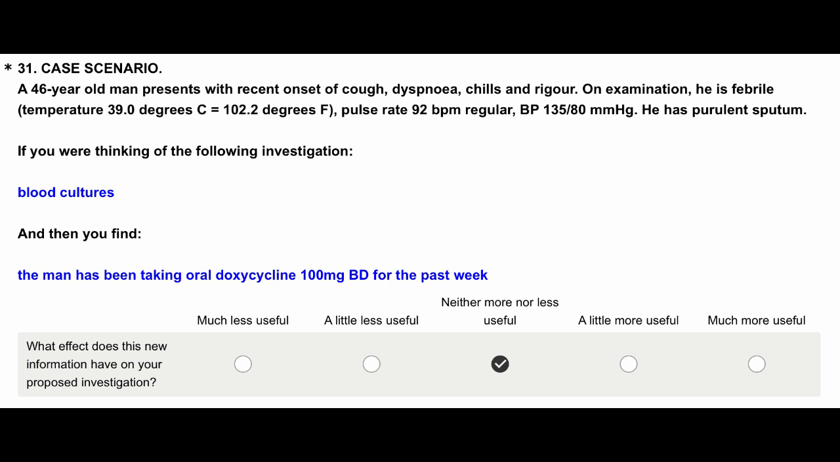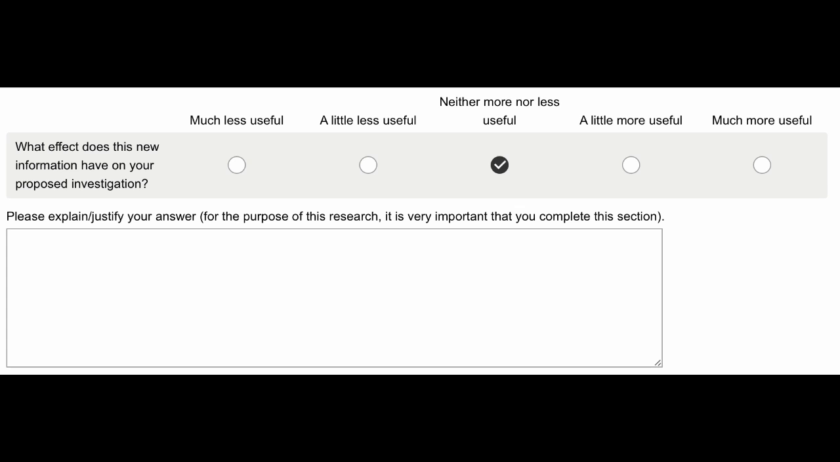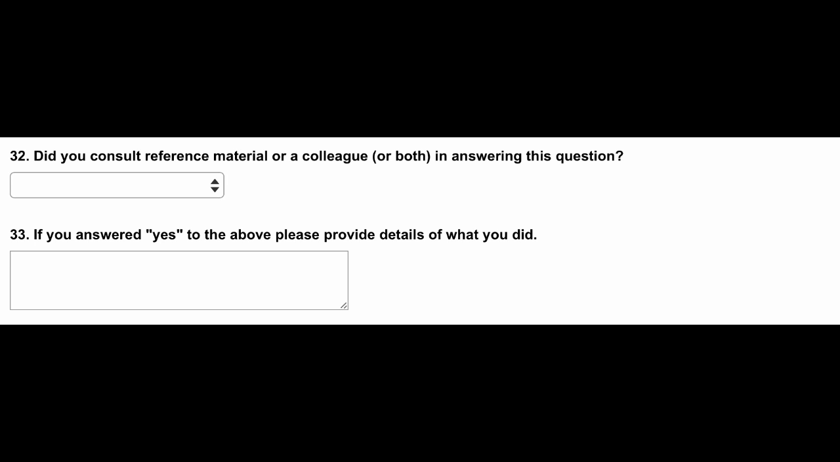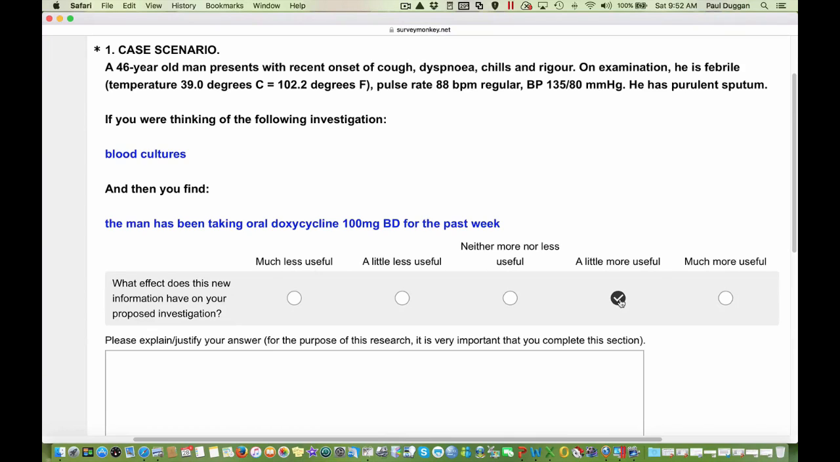In this research we are seeking to learn what clinicians are thinking when coming to their answer. To achieve this aim, we are asking you to explain why you chose your answer, and to indicate if you checked a reference and/or with the person before making your decision. Let's have a look at an example.